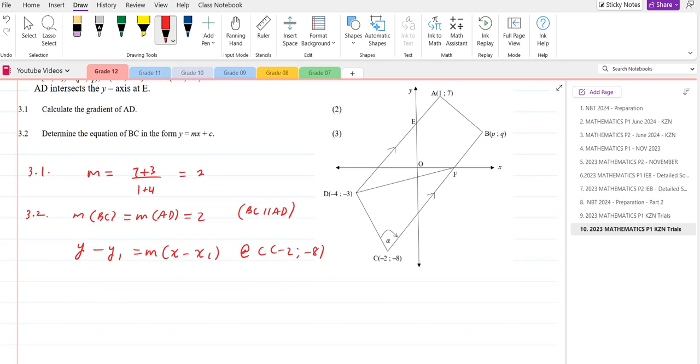So y minus y1, y1 is minus 8, so y plus 8, because minus minus 8, m is 2, x minus minus 2 is x plus 2. So we got 2x plus 4 minus 8. So y is equal to 2x plus 4 minus 8. Why minus 8? Because we brought that over. 2x plus 4, open this up. Right, so my equation is 2x minus 4. Right, so 2x minus 4 is the equation of the line BC. I hope you guys are understanding.